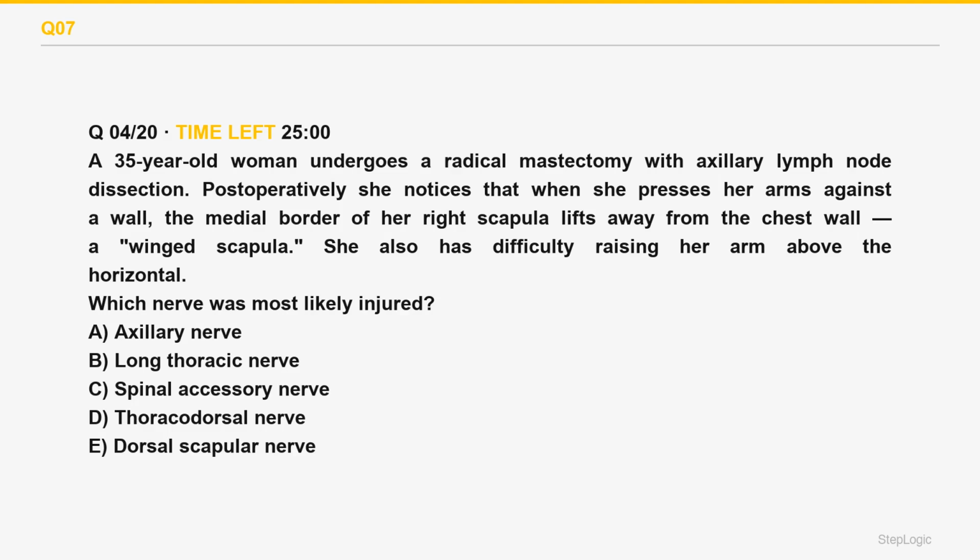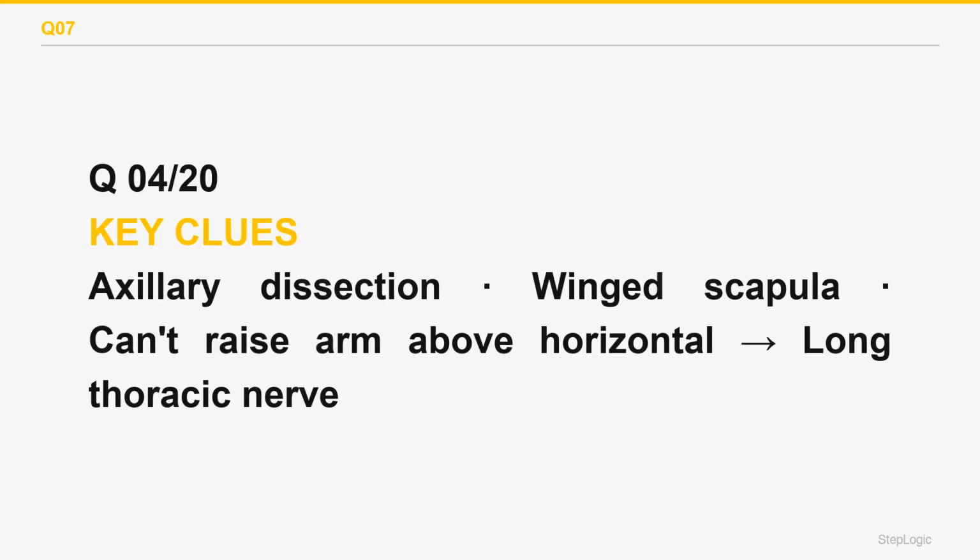Read the command. Which nerve was injured? Axillary surgery, winged scapula, difficulty raising the arm above horizontal: long thoracic nerve injury to serratus anterior. The long thoracic nerve, roots C5, C6, and C7, innervates the serratus anterior muscle.